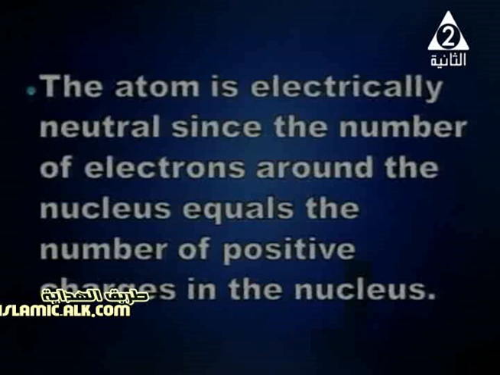The atom is electrically neutral. The question is why? Simply because the number of electrons, which are negatively charged, around the nucleus, which is positively charged, equals the number of positive charges in the nucleus. So once again, the atom is electrically neutral since the number of electrons around the nucleus equals the number of positive charges in the nucleus.